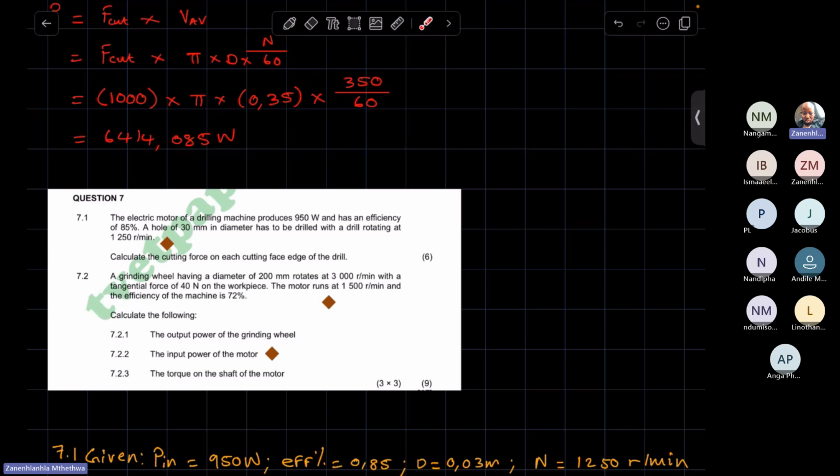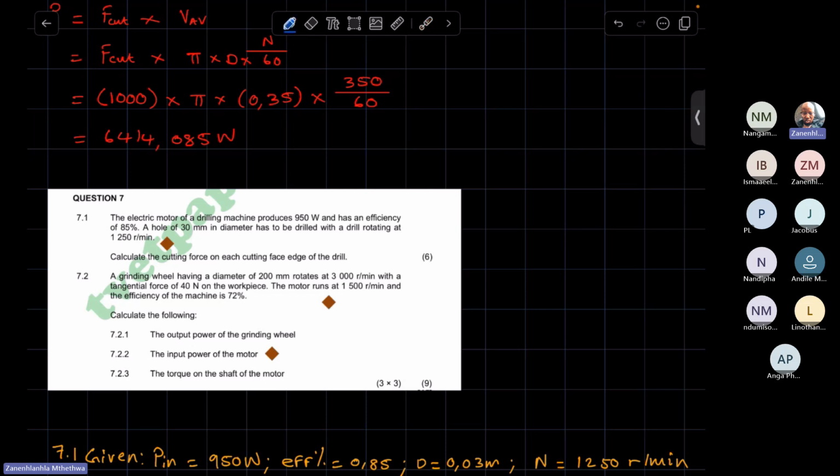Now, as far as the cutting force, they're specified on each cutting face edge of the drill. So essentially, if you can think of a drill, looking at it from one perspective, you are going to see two faces of the cutting edge. So when calculating the cutting force, you look at it from a perspective of a shearing force, and because you're looking at it from a perspective of two cutting faces, your force will be essentially multiplied by 2.